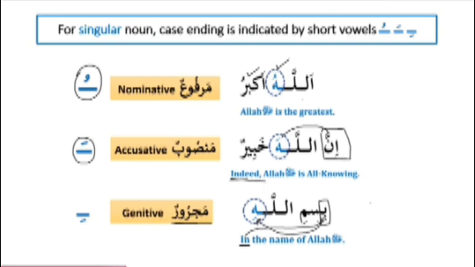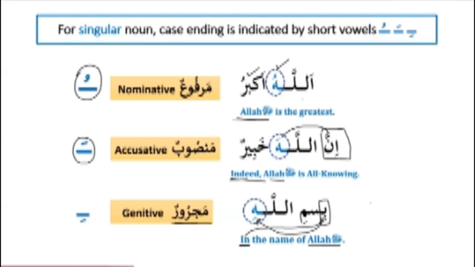Now please remember, the case ending will change, but the meaning of the word will not change. Again, I will repeat it. The case ending will change. For example, Lafdhul Jalala, here it has Dhamma, here it has Fatha, and here it has Kasra, but the meaning will not change. Here it is Allahu, again here it is Allahu, and here it is also Allah. So the ending will change, but the meaning will not change. And that is what we call I'rab. Basically these vowel signs tell us about the function of the word, whether it is marfu or mansub or majroor. I hope it's clear now.